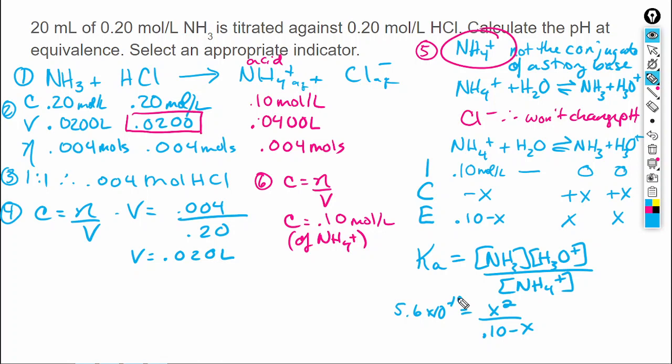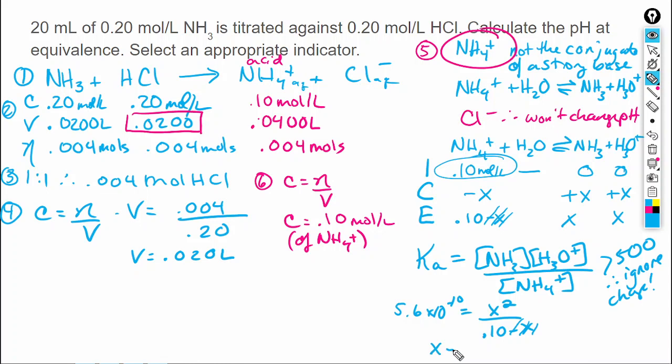Do I want to solve the quadratic formula? If you're keen, you can definitely solve the quadratic formula to solve for x. Go ahead. But to check if you don't have to, you take the initial concentration and divide it by Ka. If it's greater than 500, you can ignore the change. Will that be greater than 500? It will be greater than 500, which means I can ignore the change.